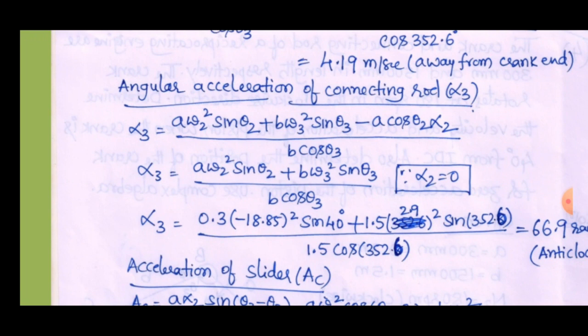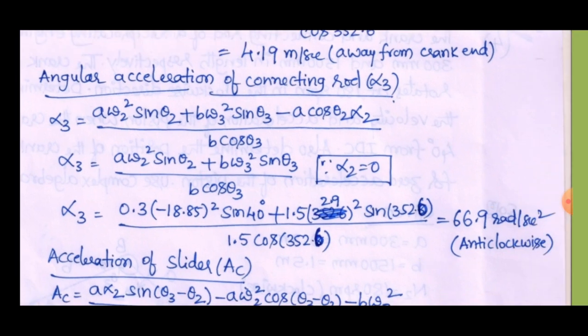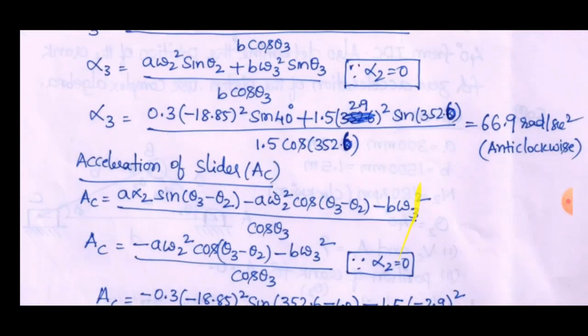So substituting all the values, I am going to get 66.9, and it is alpha 3. Angular acceleration unit is radians per second square. As it is positive, in the bracket write down anti-clockwise. Then after that find the acceleration.